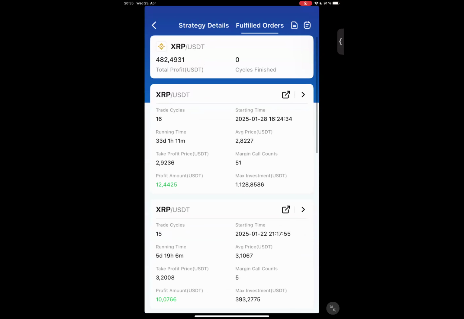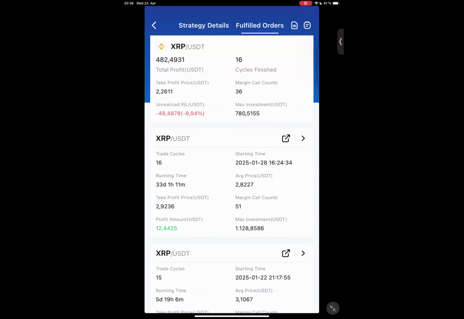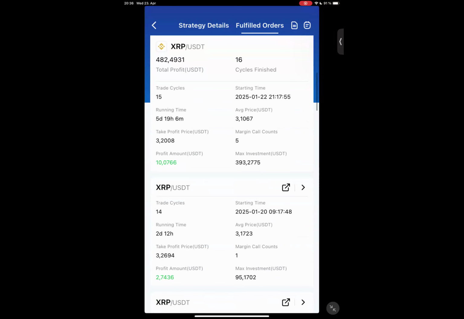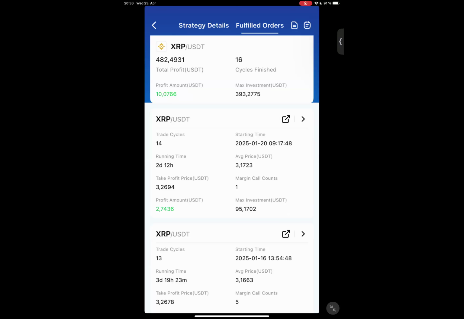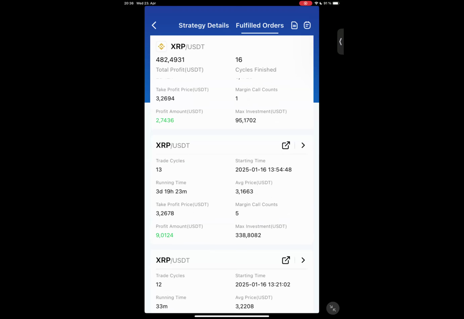Okay, the 17th one is not showing, but you can see that the 16th cycle, there was a maximum of 1,128 USDT invested in it with 51 margin calls. Then you can see for the 15th call as well, 393. Then the 14th call, 95. I'm reading from this part if you are not getting it clearly.